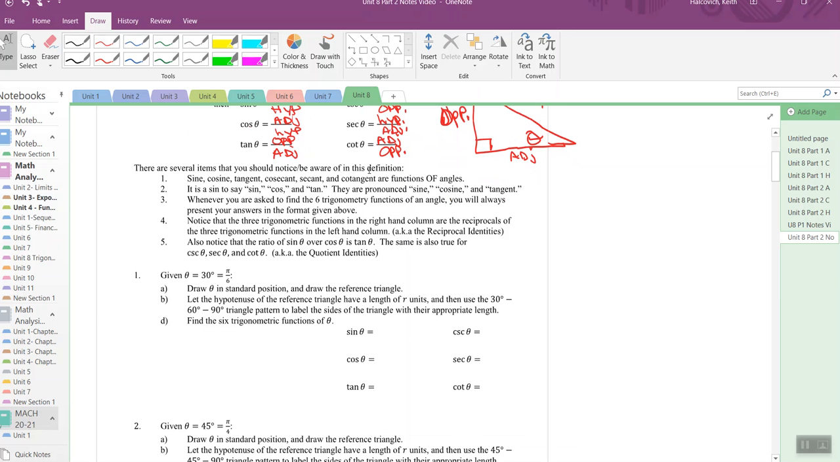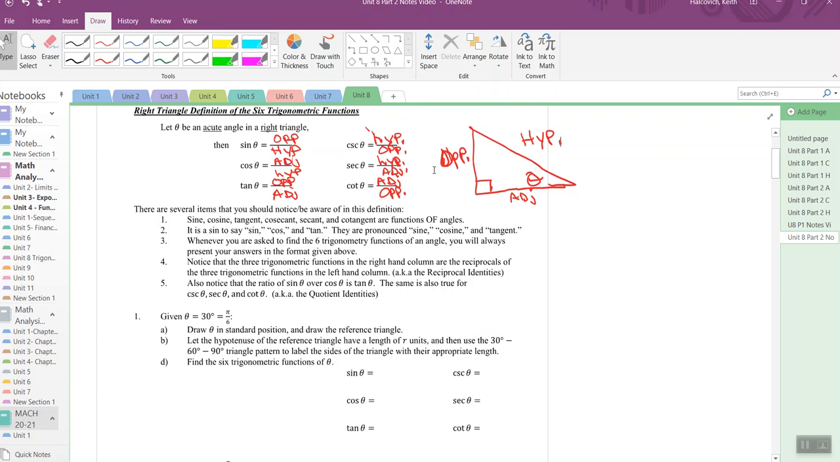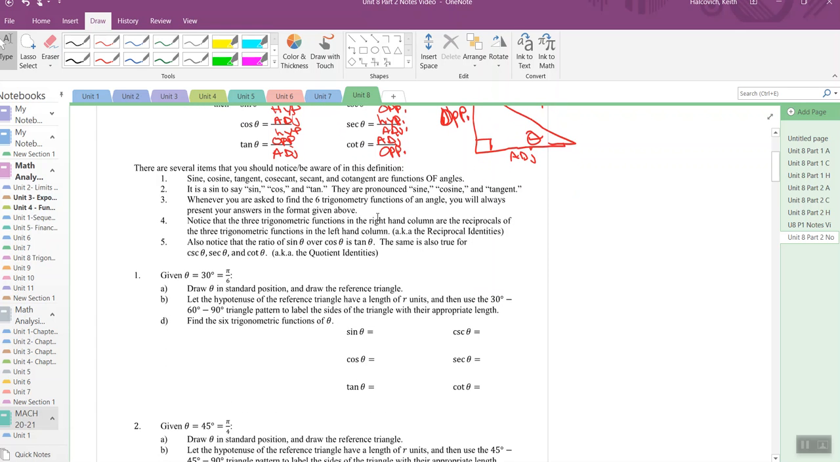Some things to be aware of: sine, cosine, and tangent are functions of angles. Do not say sin, cos, or tan. They're pronounced sine, cosine, or tangent. Present your answers with a table, like whenever you have to find the six trigonometric functions. And notice that three functions in the right-hand column are the reciprocals of the three in the left. And then you'll also notice that the ratio of sine over cosine is tangent. The same is true for cosecant, secant, and cotangent. So we'll talk about what that means as far as reciprocal and quotient identities later.